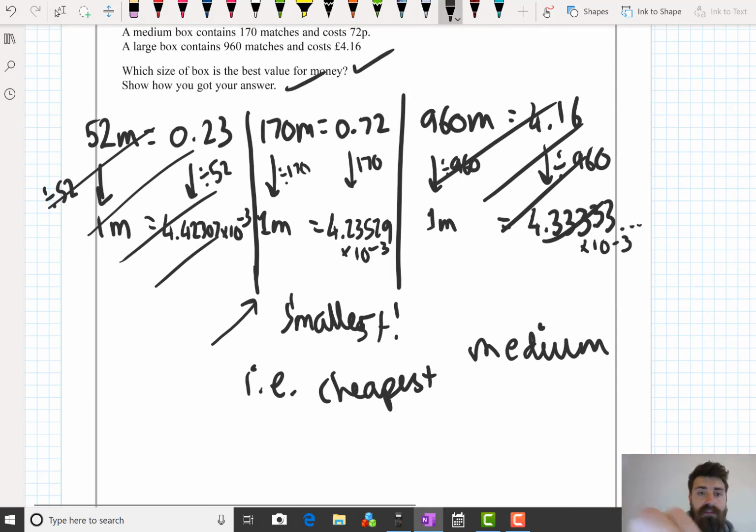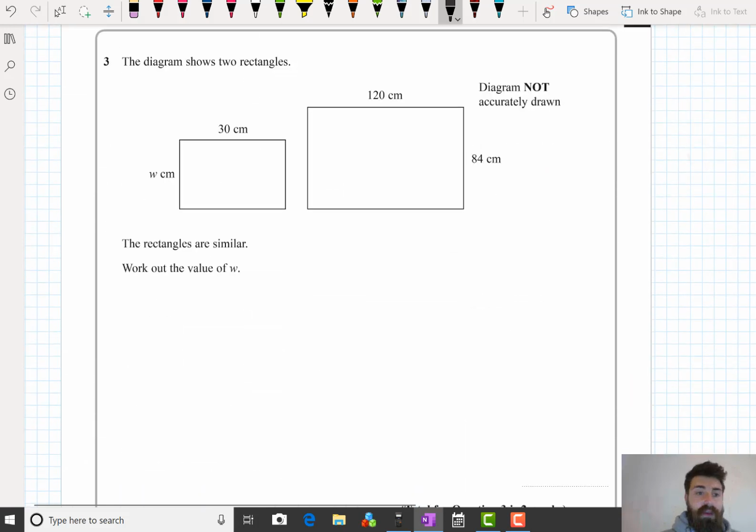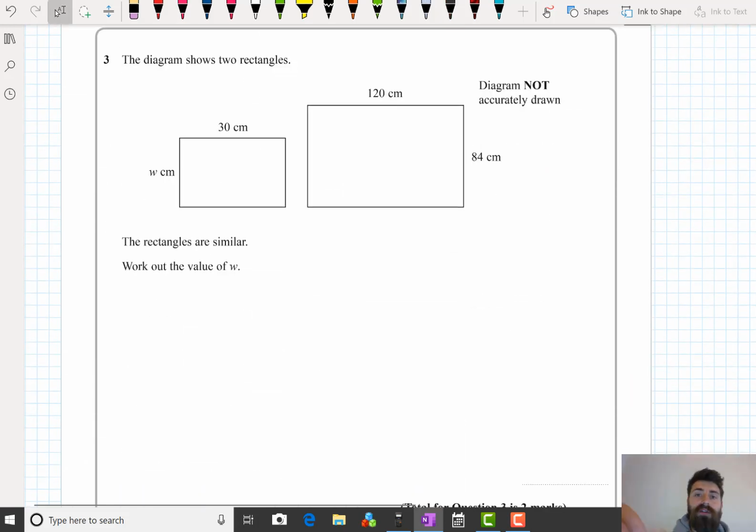So, which size of box is the best value for money? Tick. Show how you got your answer. Well, just showed it. The diagram shows 2 rectangles. Diagram not drawn accurately. Yes, some of you might be surprised about that, but this 120, that tiny thing, that's not 1.2 meters long.